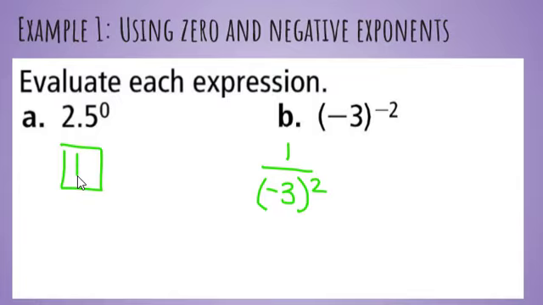So now negative 3 squared is really telling us to do negative 3 times negative 3. So negative 3 times negative 3 gives us positive 9. So we're going to rewrite this as 1 over 9.